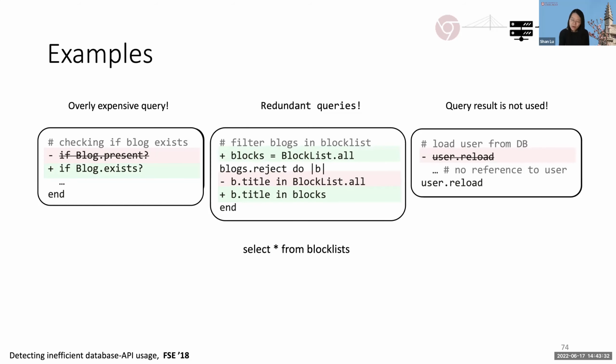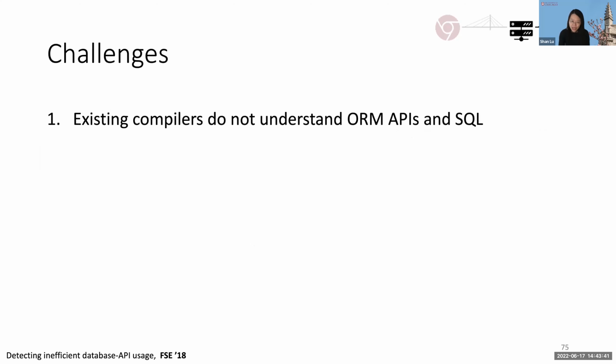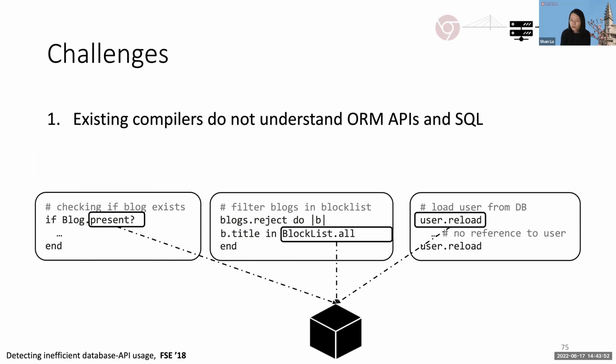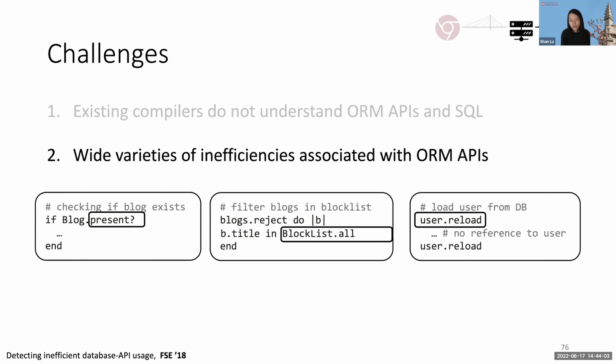So these are all examples of misuse of the ORM API, and they can lead to huge performance differences. The challenge here is why this problem exists: the Ruby compiler does not understand the ORM API. It doesn't understand SQL. These are all treated as a black box, so there's no optimization. But even if we extend the compiler, and you can already see we did this extension, there's still a challenge because there's a huge variety of this kind of inefficiency, and it's kind of boring to build optimizations one by one.